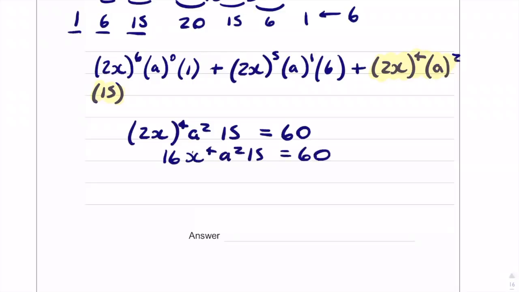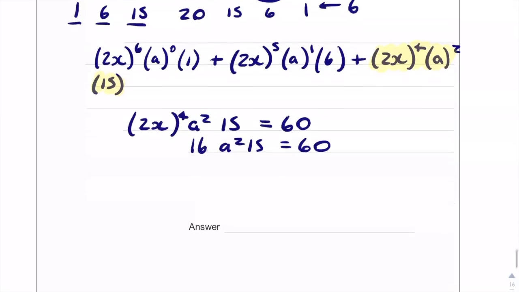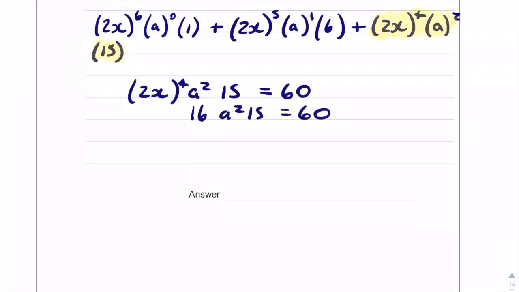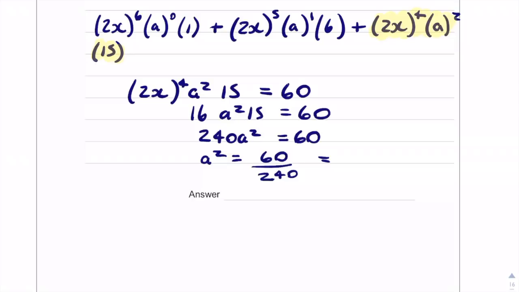Now what I can do is get rid of this x to the power 4, because what we're technically doing is equating coefficients. So this is just going to be 16 a squared multiplied by 15 equals 60. Well, I know 15 times 15 is 225. So 16 times 15 is going to be 225 plus 15, which must be 240 a squared, and that's equal to 60. So now if we divide both sides by 240, we're going to get a squared equals 60 over 240. Now divide top and bottom by 60, we are going to get 1 over 4.